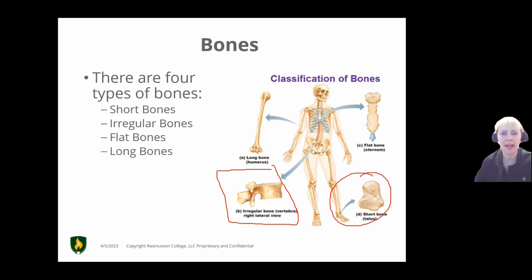Next, we have flat bones. Flat bones are exactly what their name suggests. They provide a broad surface for muscular attachment or protection of internal organs. So for example, those that are found in your skull, shoulder blade, and sternum. Then last but not least, we have our long bones. Long bones are found in your appendages, so things like your arms, legs, and fingers.